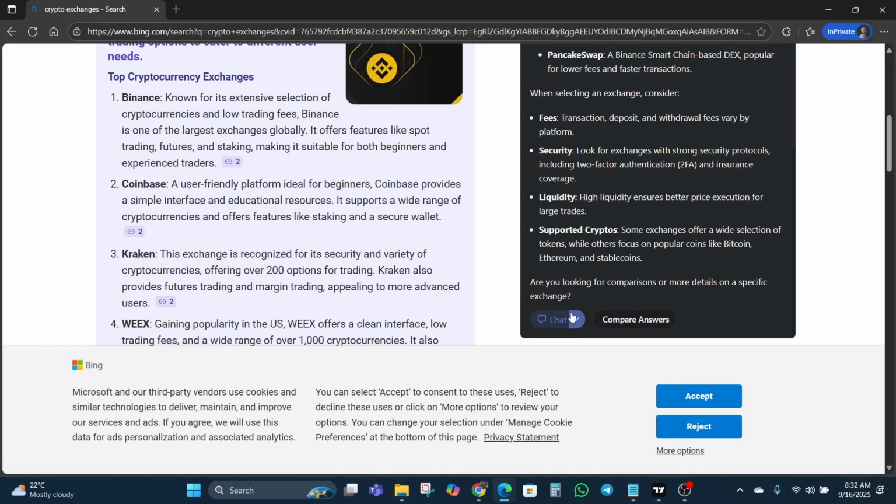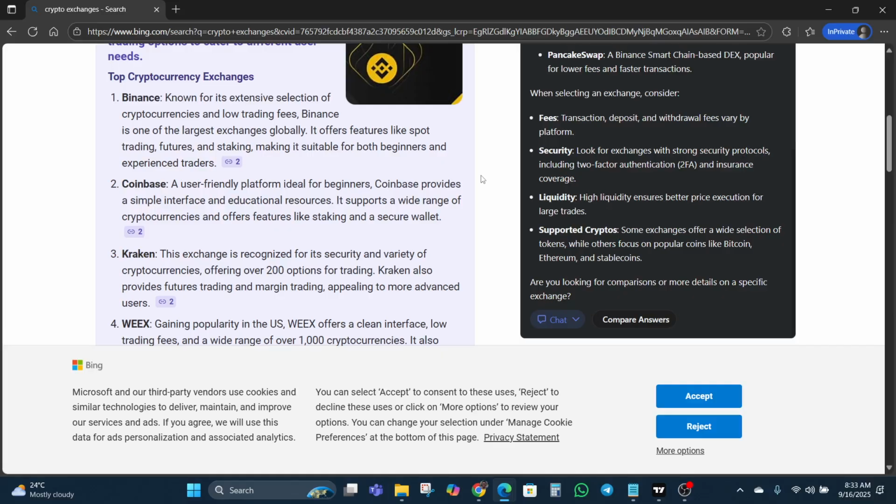So not all exchanges are created equal. You want to make sure you are selecting a platform that is trustworthy, that has good security features, and offers the cryptocurrencies that you are interested in. Look for exchanges with strong regulatory compliance and good user reviews. Popular exchanges include Binance, Coinbase, Kraken, and others, but your choice may depend on your location.